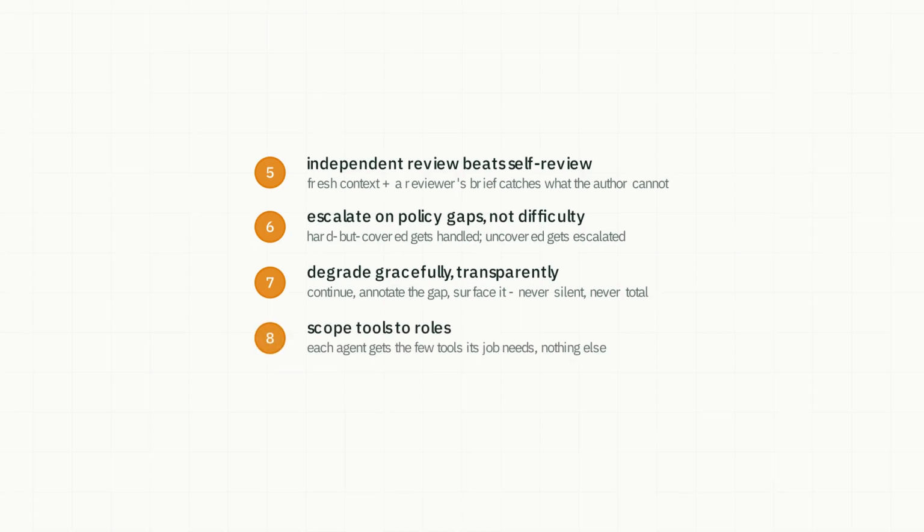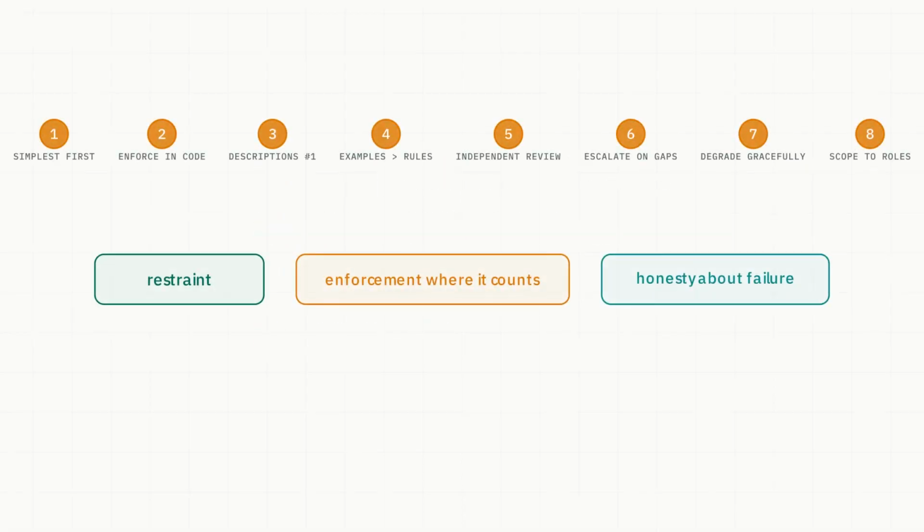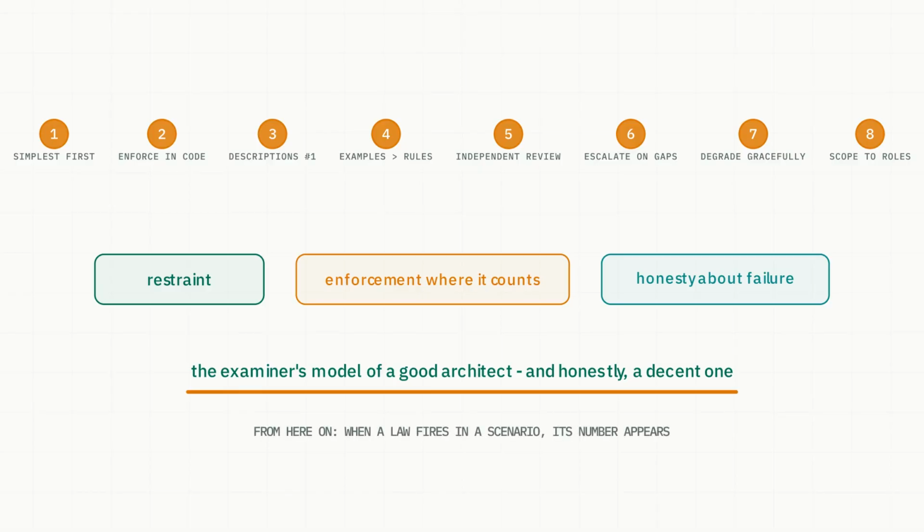Law 8, scope tools to roles. Each agent gets the few tools its job needs, and nothing else. Notice what these 8 share: restraint, enforcement where it counts, and honesty about failure. That's the examiner's model of a good architect, and honestly, it's a decent model of one.